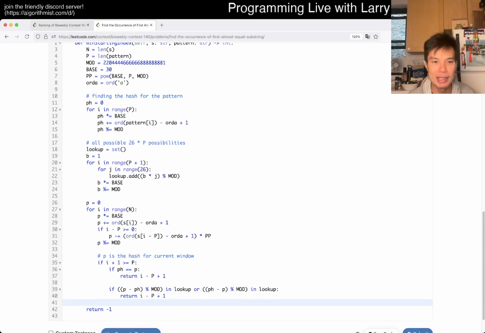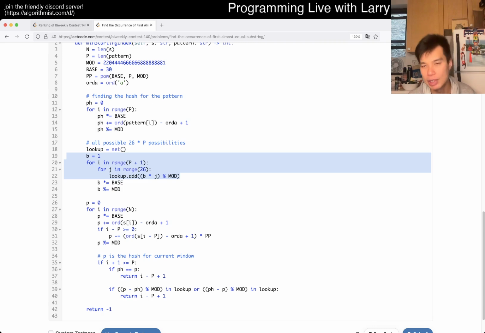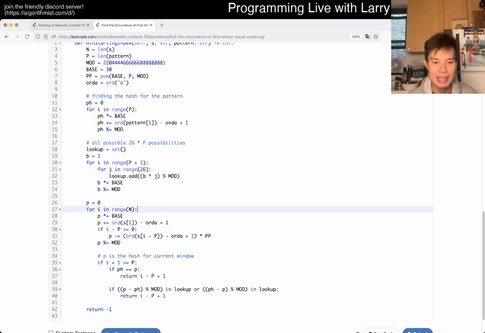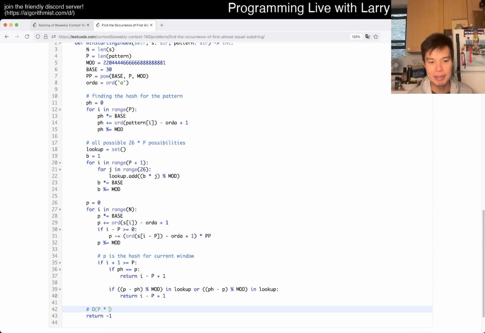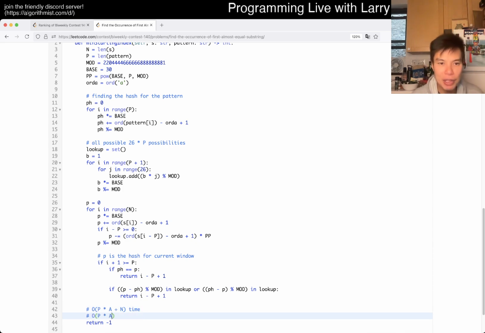What is the complexity here, right? This is going to be O of p times 26, which is O of p times a, where a is the size of the alphabet. And everything else is just n, because this is shift and add. This is a number comparison and a lookup, which is O of 1, right? So this is O of p times a plus n time. And for space, this is O of p times a, and that's pretty much it.